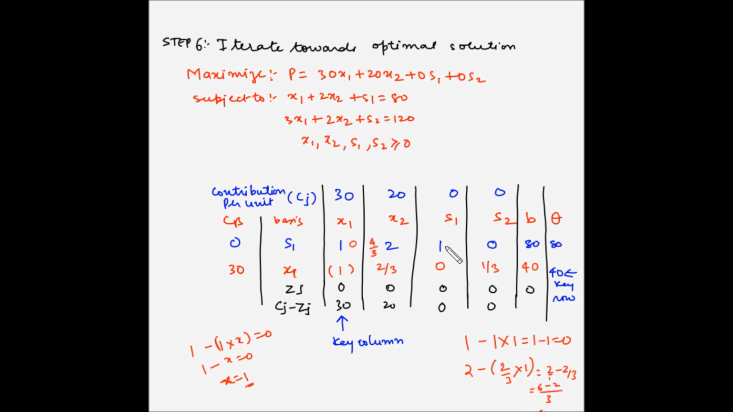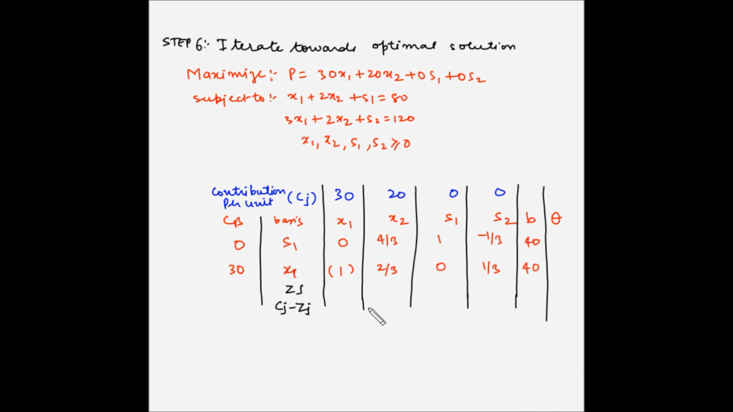For the next one, 1 minus 0 into 1, which brings 1. For the next one, 0 minus 1 by 3 into 1, which is 0 minus 1 by 3, which becomes minus 1 by 3. And for B, 80 minus 40 into 1, which becomes 80 minus 40, which becomes 40. So let me replace this row with the new numbers found. So this is the new simplex table with the revised elements which represent the new solution.